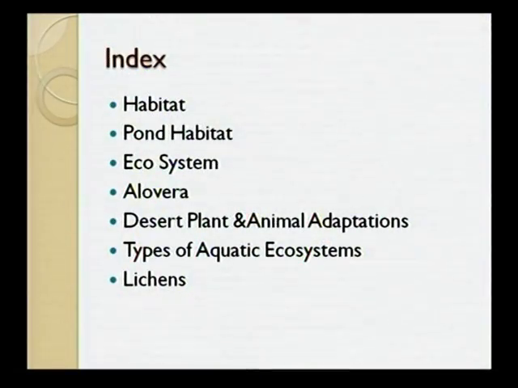So friends, look at here. Now we are going to learn about habitat and pond habitat and about ecosystems, aloe vera adaptation, and desert plants and animals adaptation, and types of aquatic ecosystems and lichens. Friends, these are the topics now we are going to learn.